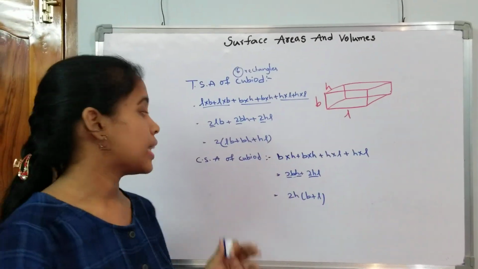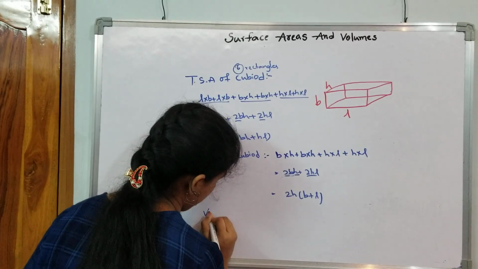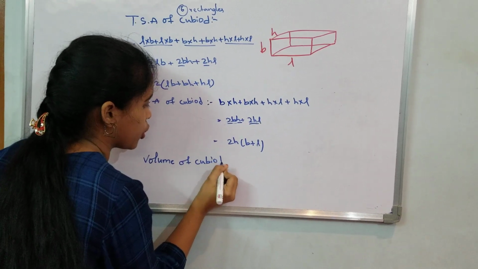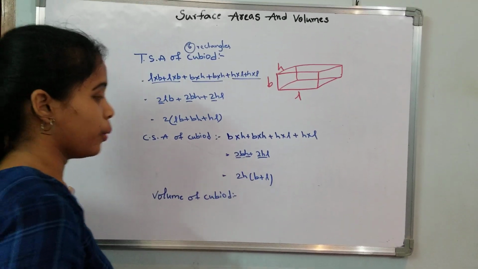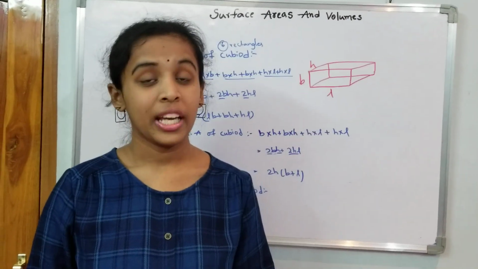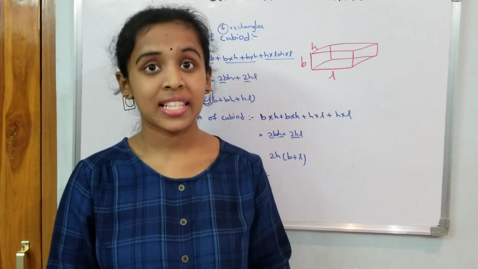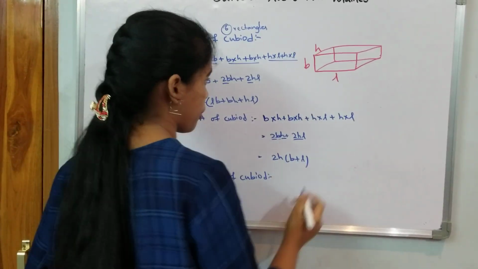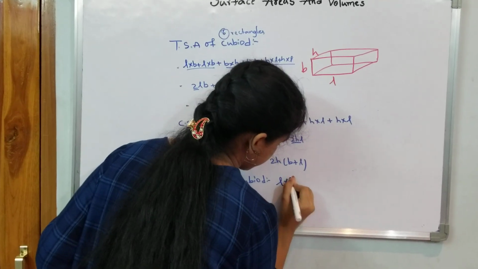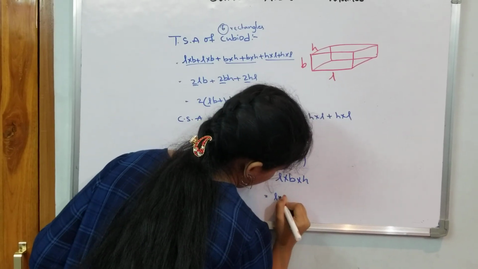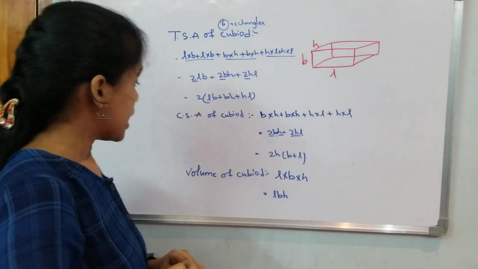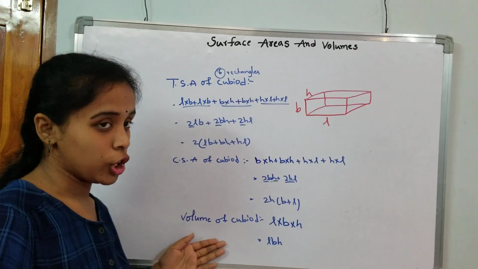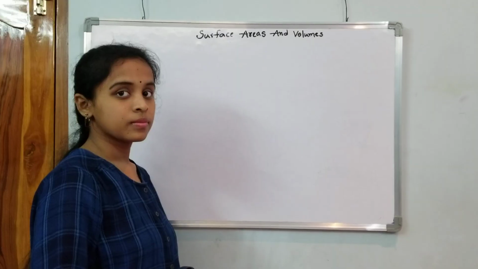So let's find out the volume of cuboid. First, what is the volume? It is how much it holds, what is the capacity. That is the meaning of volume. So the volume of cuboid is L into B into H, LBH. So finally we got total surface area, curved surface area, volume, and let's go to the cube.